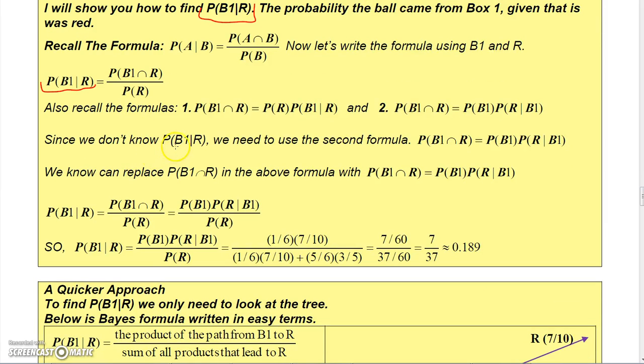of R. Now recall that the probability of box 1 intersect R can be written as the probability R times the probability of box 1 given R, or it can be written as the probability of box 1 times the probability of R given box 1. Since we don't know the probability of box 1 given R, that's actually what we're looking for, we're going to use the second formula because we know the probability of red given box 1.